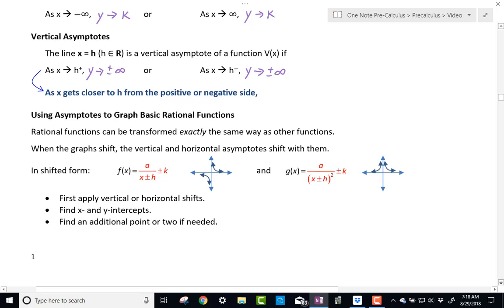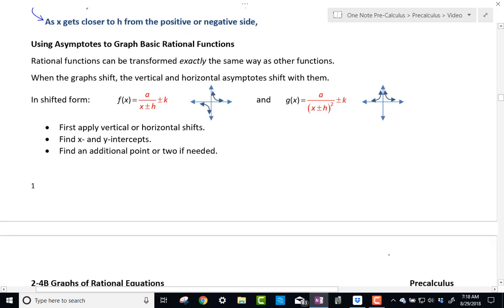Okay. So how do we use asymptotes to graph? Now if you know some shifts, it makes it a little bit easier, but we're also going to talk about vertical and horizontal asymptotes as well. So here's my form here. You guys are going to recognize the h and the k here.